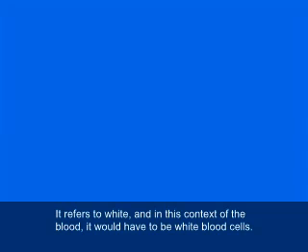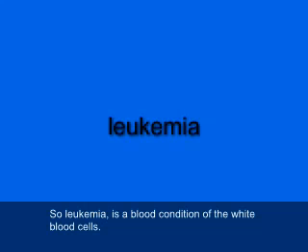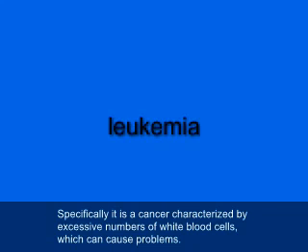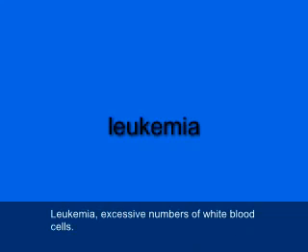It refers to white, and in this context of the blood, it would have to be white blood cells. So leukemia is a blood condition of the white blood cells. Specifically, it's a cancer characterized by excessive numbers of white blood cells, which can cause problems. Leukemia, excessive numbers of white blood cells.